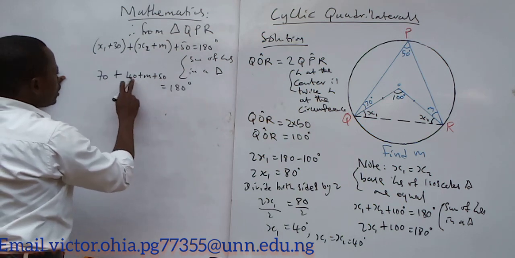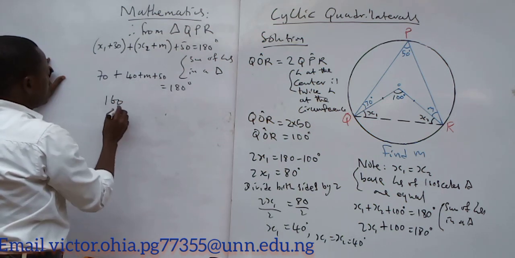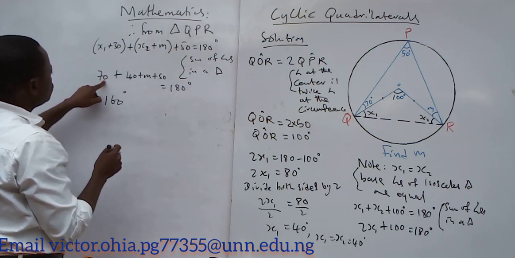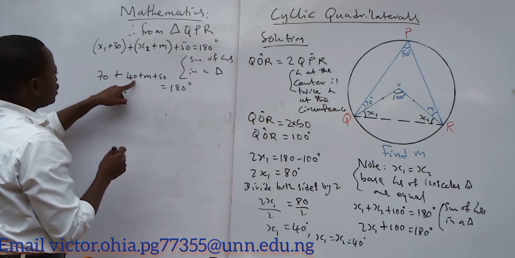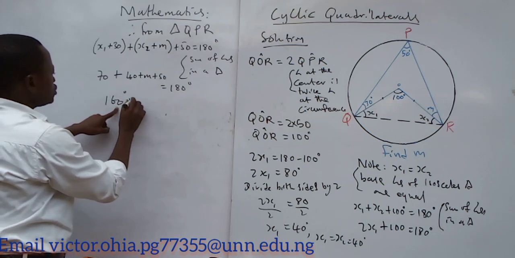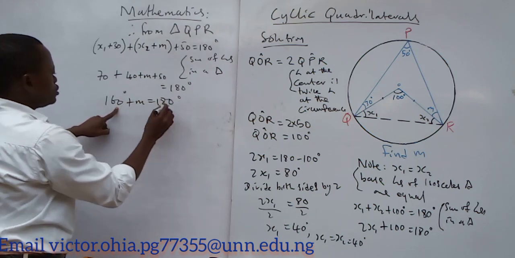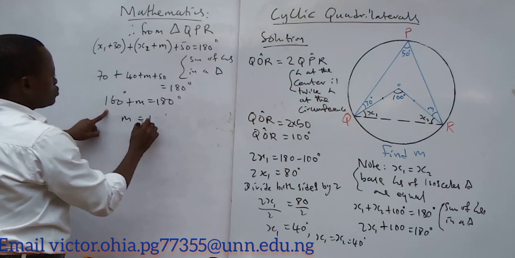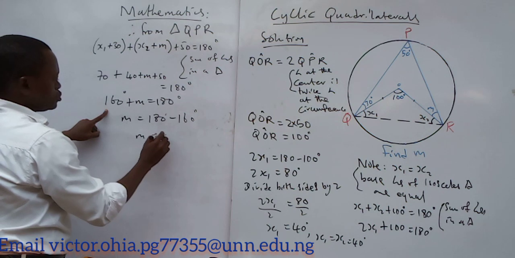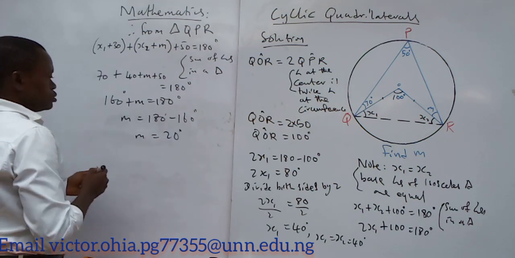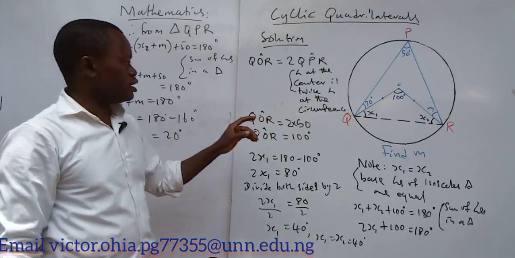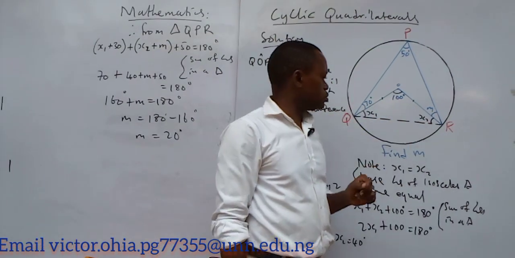So 70 plus 40 is 110, and 110 plus 50 will give us 160, plus m equals 180 degrees. So it then means that m is equal to 180 minus 160 degrees. That means that m is equal to 20 degrees. So that is how we are able to find out that the value of m here is 20 degrees.